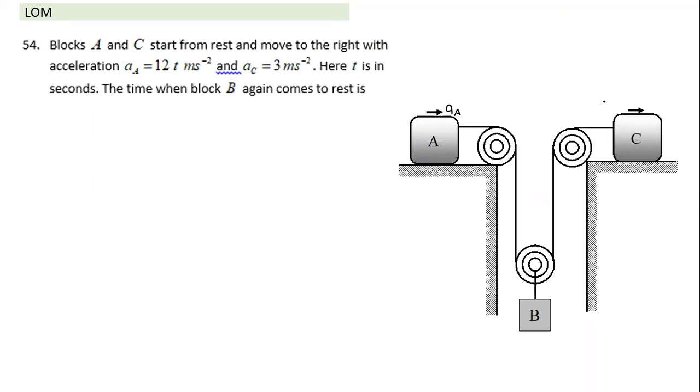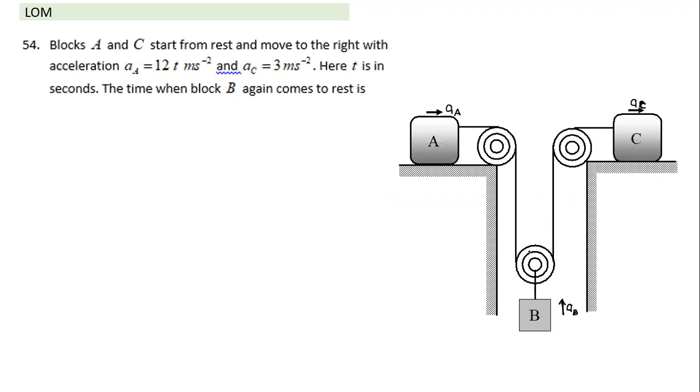Okay, this is the direction of acceleration of A. And this is the direction of acceleration of C here, AC. The direction of acceleration of B is not given, so we'll assume a direction and solve consistent with that direction. So let's assume this is the direction of acceleration of B.